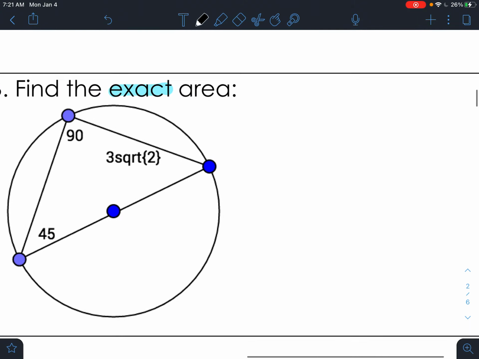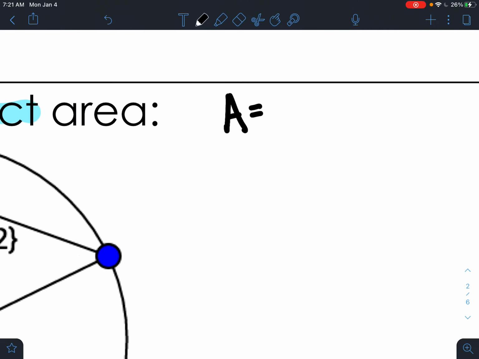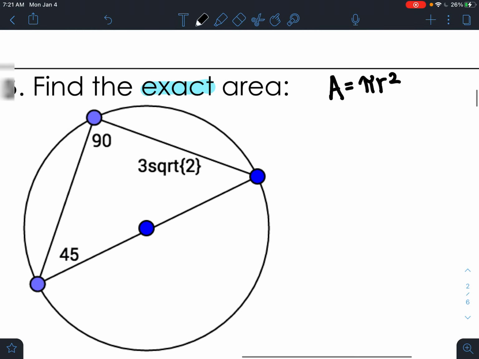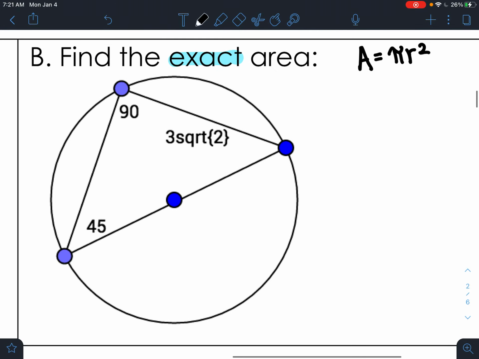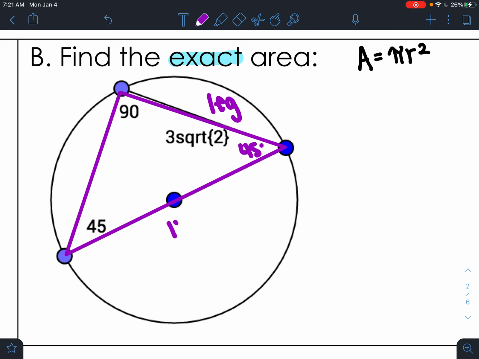So this time I'm finding the area. Again, I'm going to be using A is equal to pi r squared. For this one, I have to find the radius. If you look at this picture, again I have this triangle in here, and I know that it's a 45, 45, 90 triangle. What I'm given here is a leg, and what I want to find is the hypotenuse of that triangle. And we'll talk about what we have to do after that.